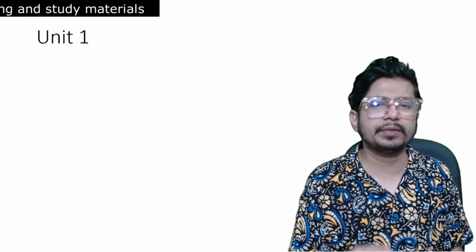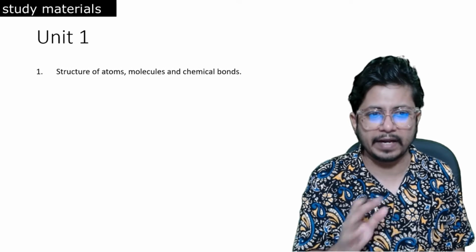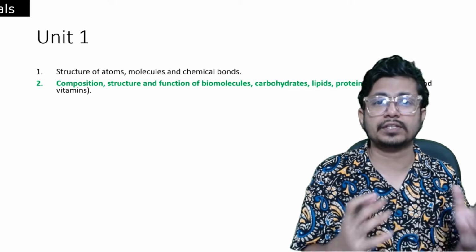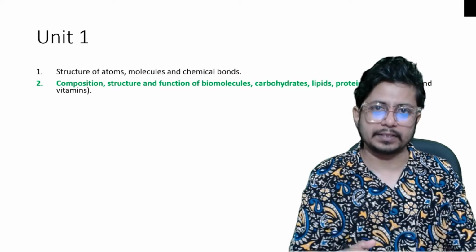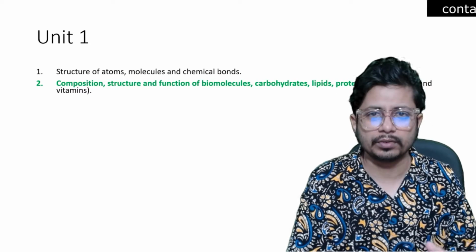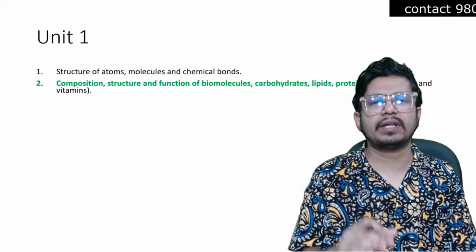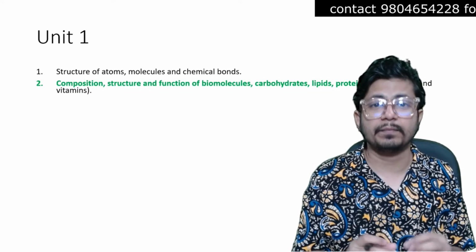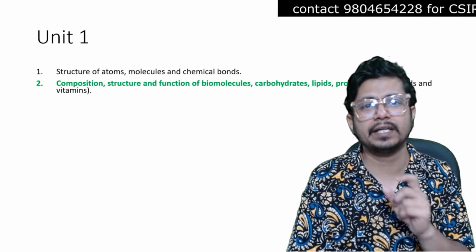So without any further delay, let's dig in to the complete CSIR Net Life Science syllabus analysis from unit 1 to unit 7 in this particular video. Starting with the unit 1 syllabus: the structure of atoms, molecules and chemical bonds, and the composition, structure and function of biomolecules. Among these two parts, structure of atoms and molecules are really important before understanding biochemistry, but they don't have any direct impact on understanding. So the structure and function of biomolecules is more important. That's why it's green color coded.